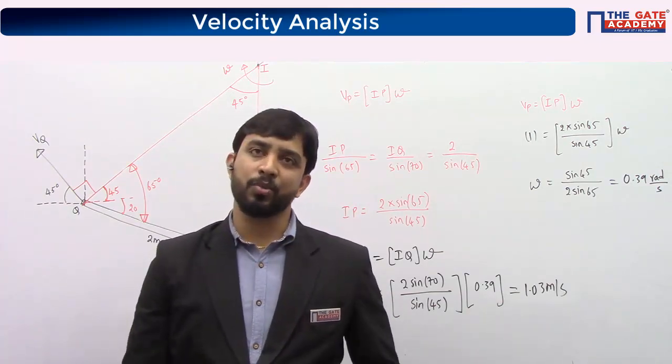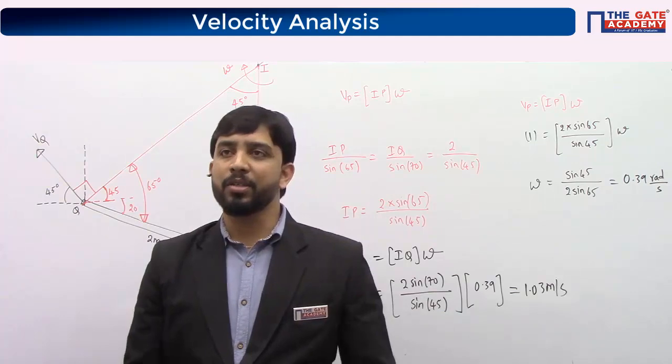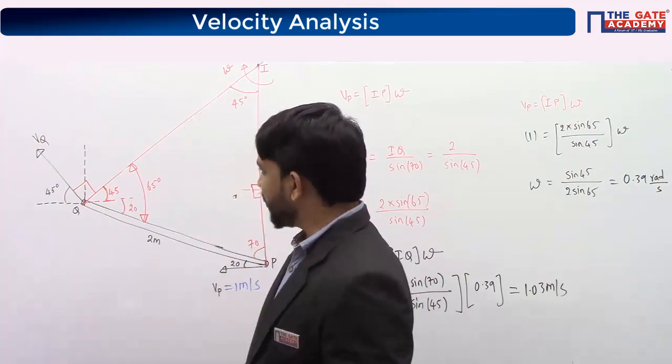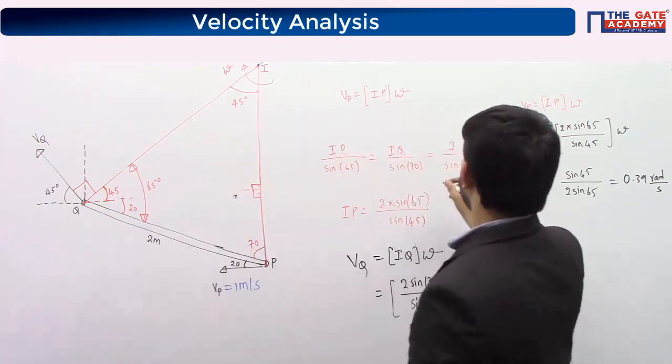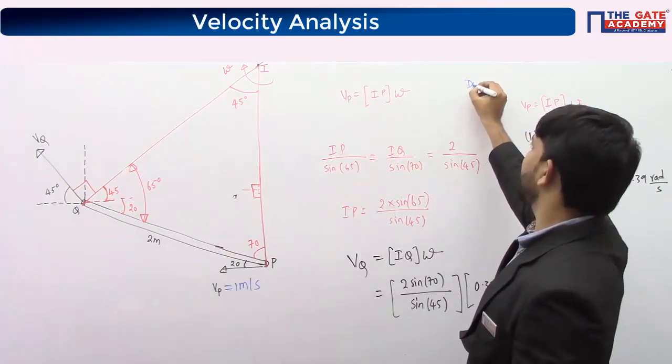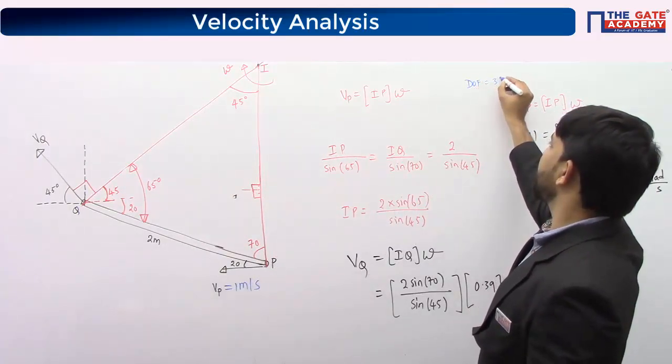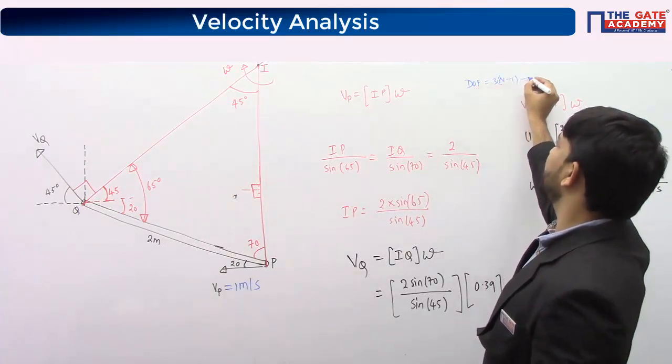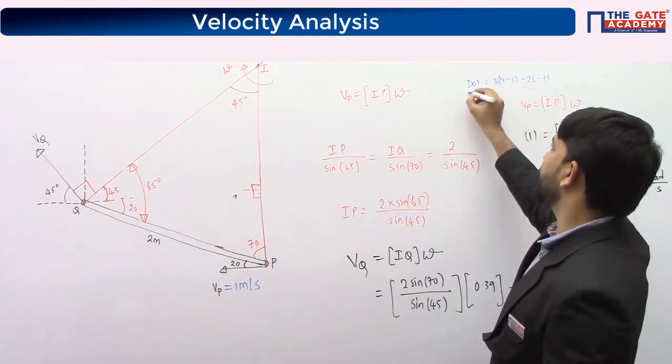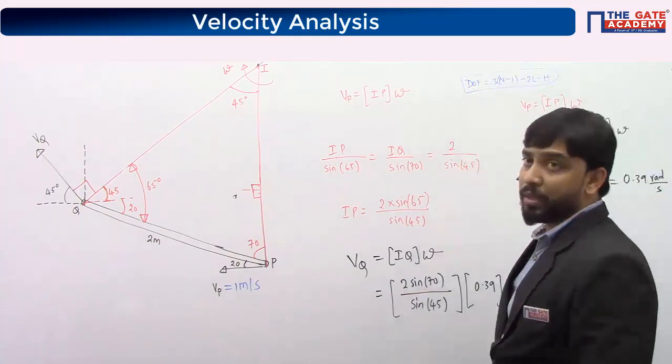Just go back to degrees of freedom. I forgot to discuss one thing. Go back to degrees of freedom. In degrees of freedom, we have seen the formula. We calculate degrees of freedom by using this formula, Kutzbach's criterion. This is 3 into (n minus 1) minus 2 times lower pairs minus higher pairs. Okay. This is Kutzbach's criterion.